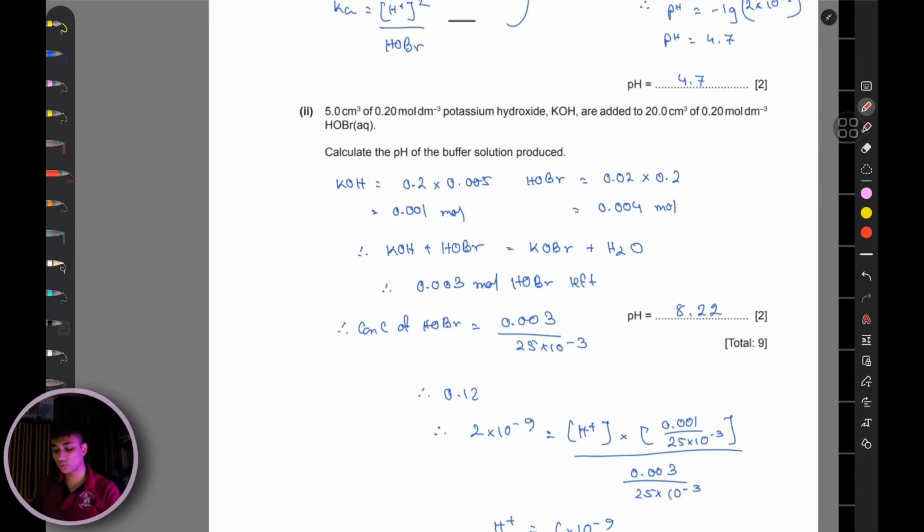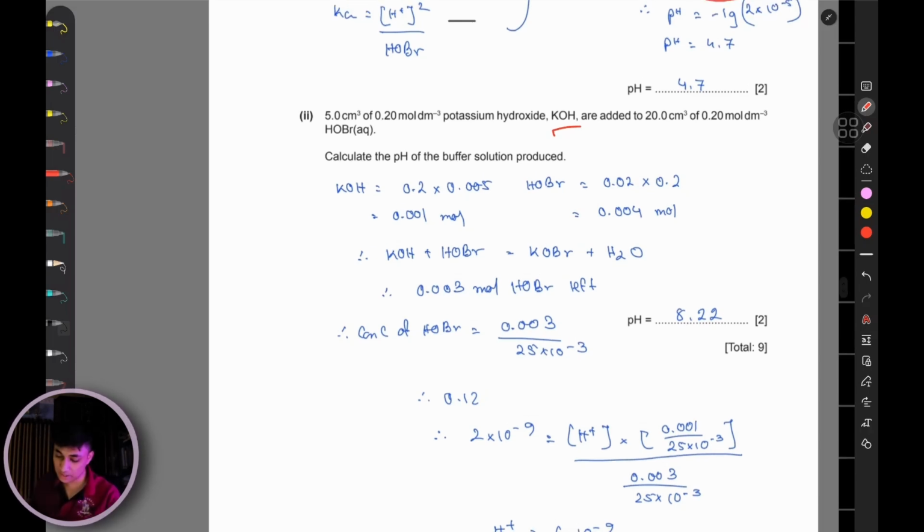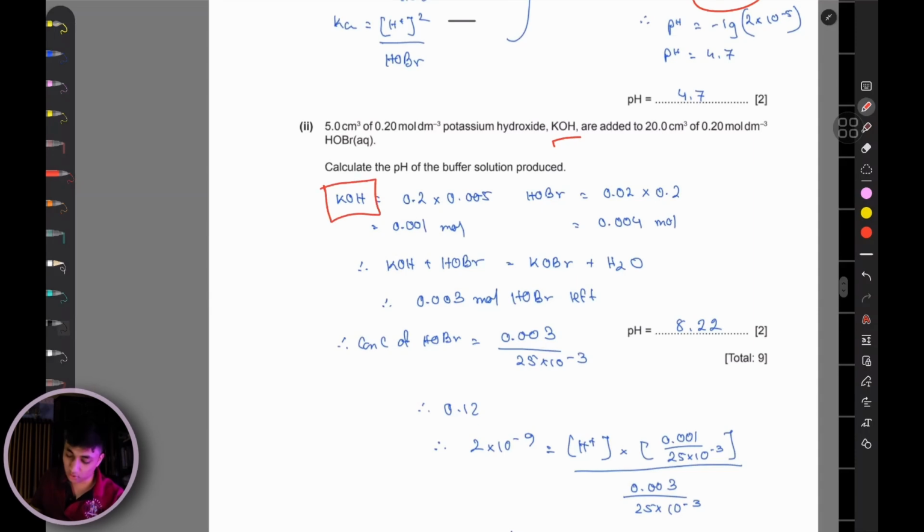Fair enough. Now what's going to happen over here is, first, you have the potassium hydroxide acting as a base. That is going to react with your HOBr. So at the beginning, an acid plus base reaction will take place where a salt is going to be formed, and you're going to have H2O. So over here, let's first go through the reaction. What mole of KOH is present? Potassium hydroxide, that is 0.2 mole per dm cube times the volume, 0.005 dm cube, and that is going to be 0.001 mole.